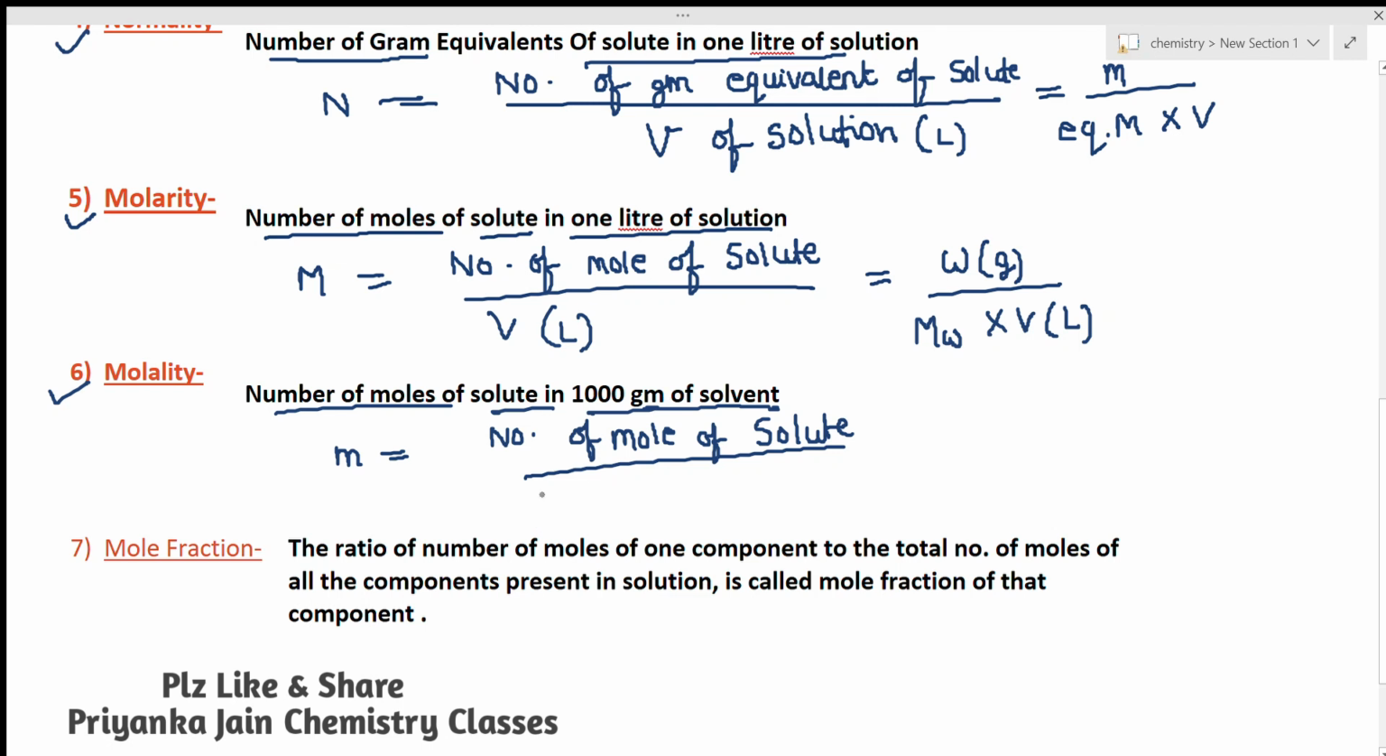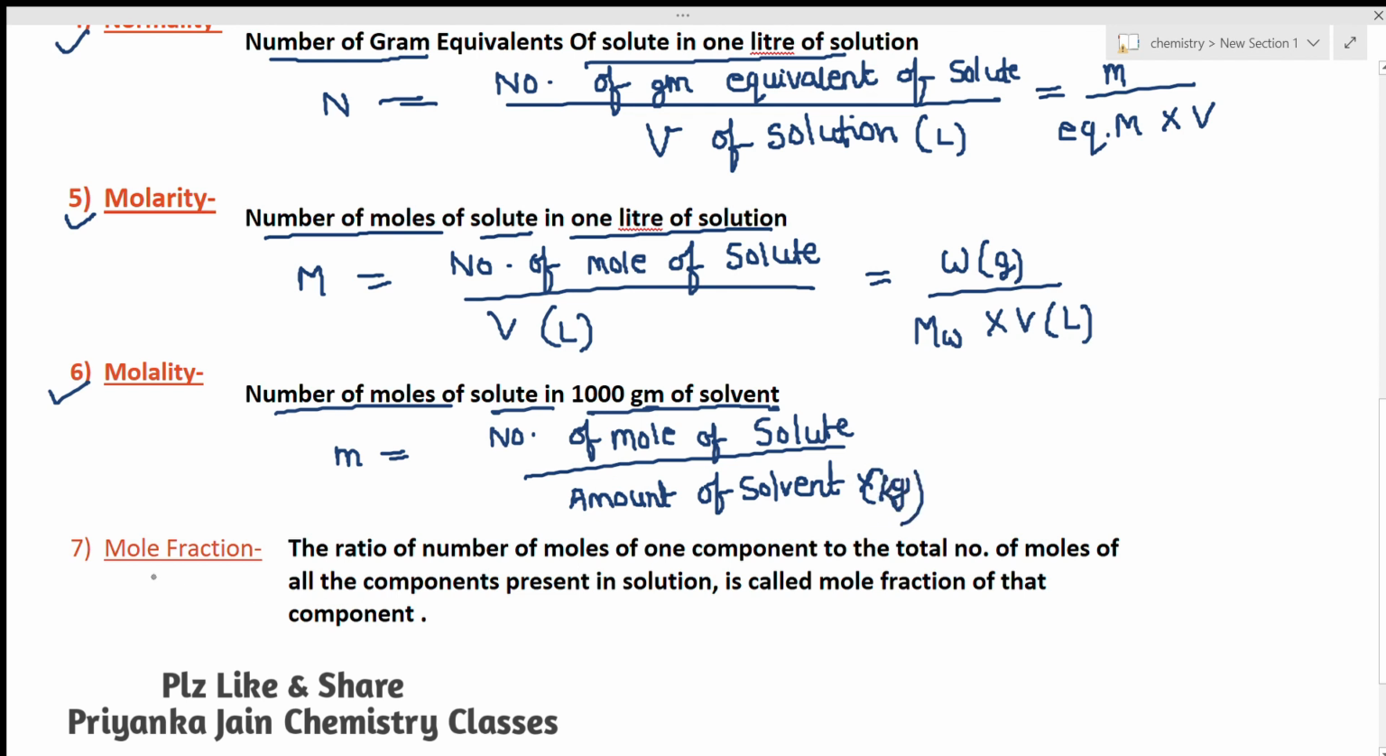So you have to see here the amount of the solvent in kg, or we can say the weight of solvent, that should be in kg. If it is given in grams, then you should multiply it with 1000, right? So this should be in the kg.